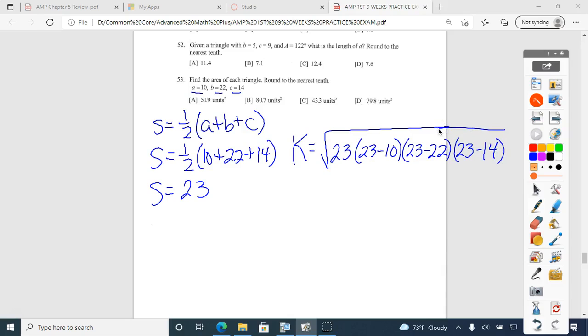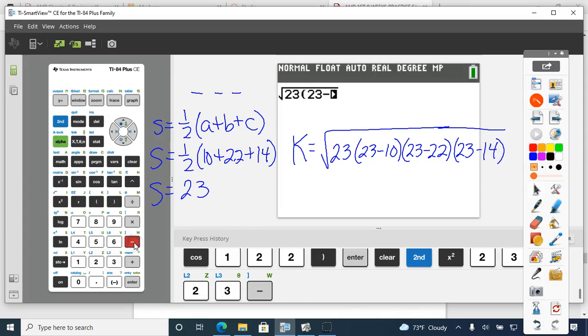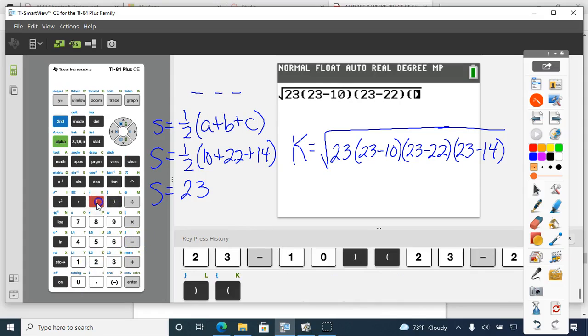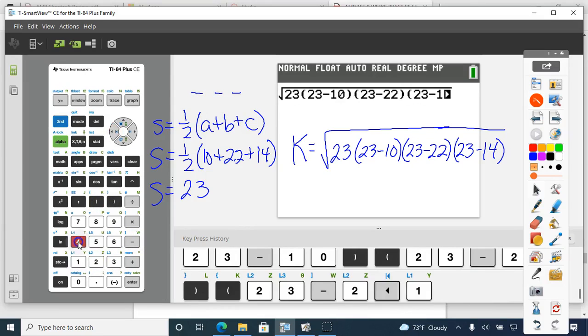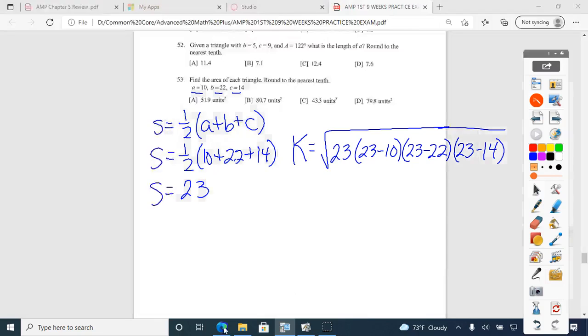And I'm just going to stick all that in my calculator again. So clear that, we'll have the square root of 23 times 23 minus 10 times 23 minus 22 times 23 minus 14. Enter. 51.87. Yay, 51.87 would round to 51.9.